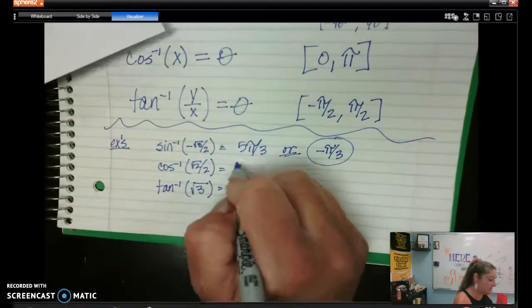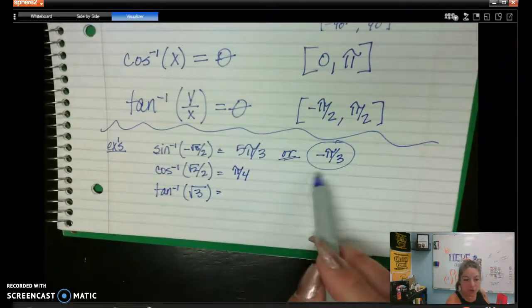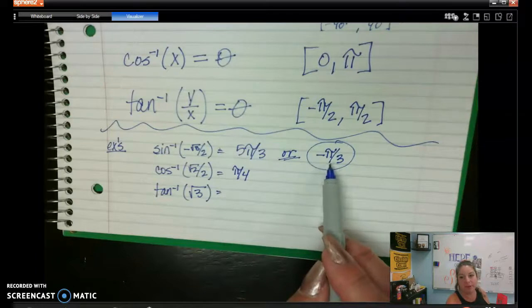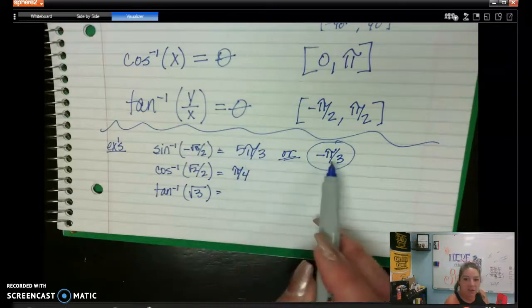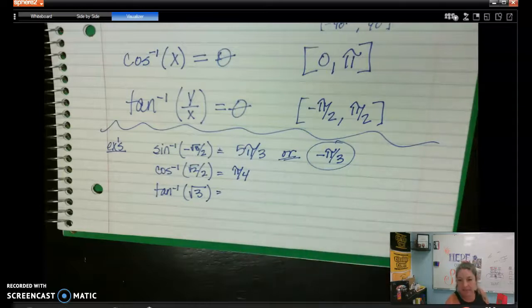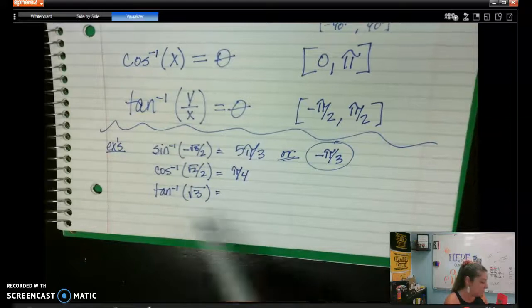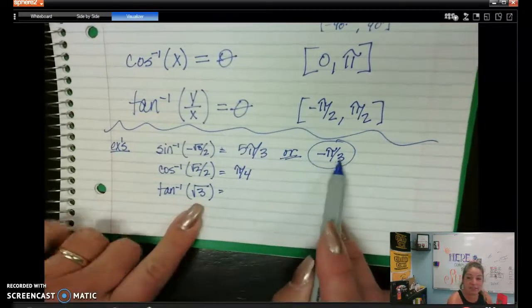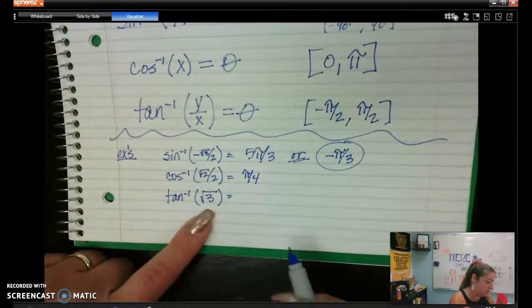And here's the cool thing. Mathematicians know that if you have a negative pi over 3, that's the same thing as 5 pi over 3. They already know that, because they're smart people. All right, tangent. I'm also going to show you something else to help solidify that. When is the tangent equal to root 3?